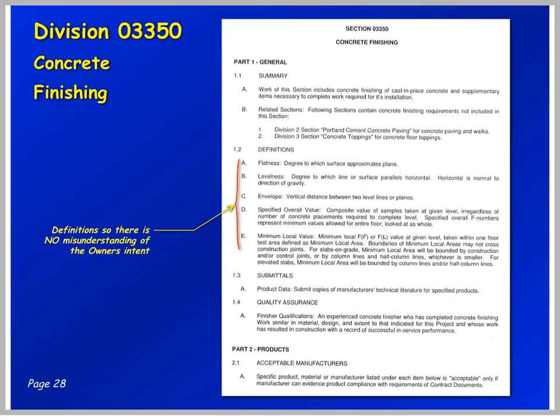Here is a great example of definitions. In a normal sense of the word, flatness, levelness, envelope, specific overall value, minimum local value, those could mean a variety of things, but in concrete finishing and in reference to slabs, they have very specific meanings. So here they are defined very specifically in the specification so nobody has any misunderstandings.